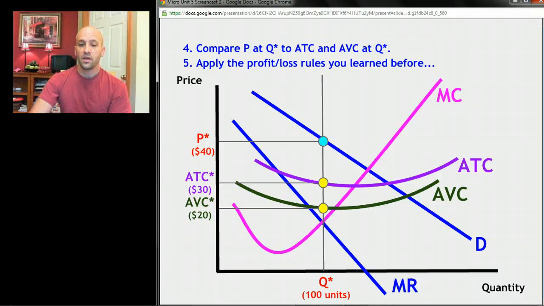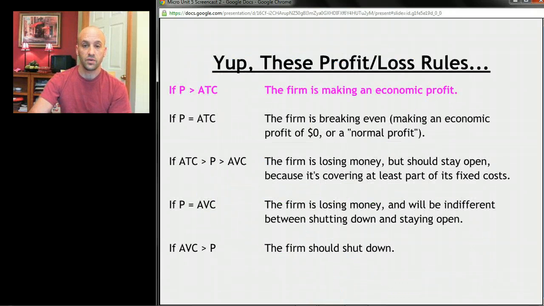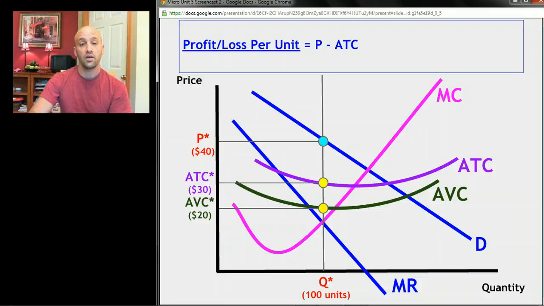Steps 4 and 5. Compare the price at Q star to both average total cost and average variable cost, and apply the same profit and loss rules that we saw before, specifically these profit and loss rules. Now in this graph, you'll notice that the price is greater than average total cost, which means the same thing it meant in perfect competition. This is a firm that's making a profit. Again, here's what it looks like. Here's where price is at about $40. Here's what average total cost is at this quantity, at about $30.